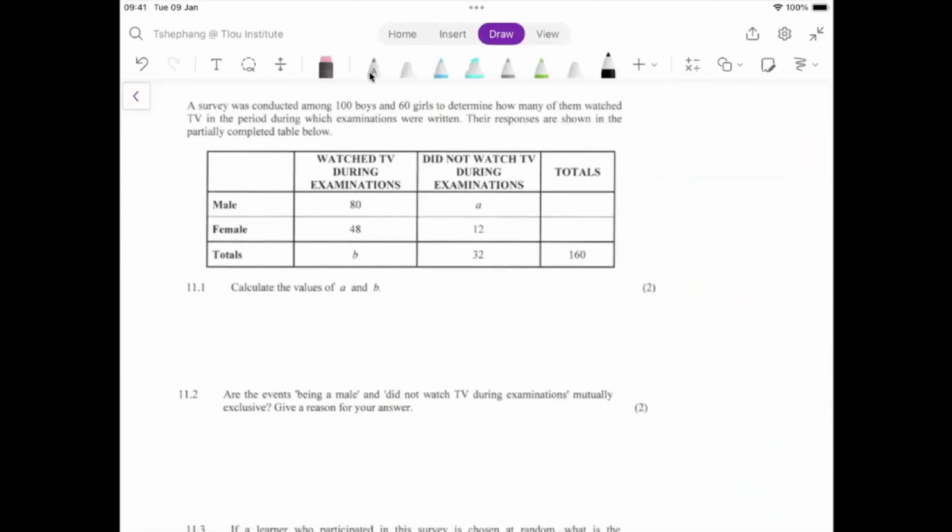Okay, so here's a question. A survey was conducted among 100 boys and 60 girls to determine how many of them watched TV in the period during which examinations were written. Their responses are shown in the partially completed table below.